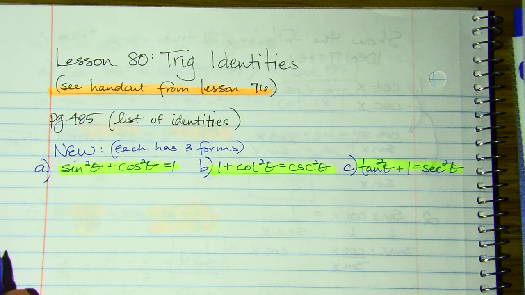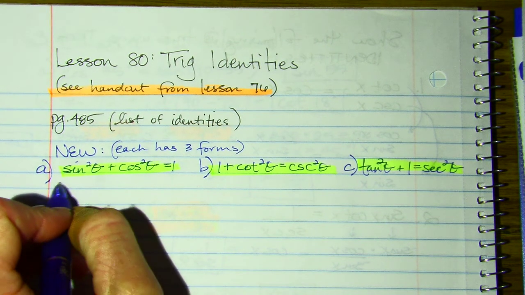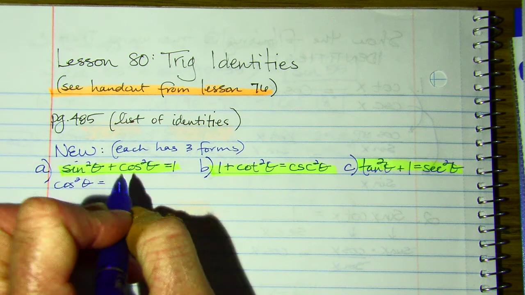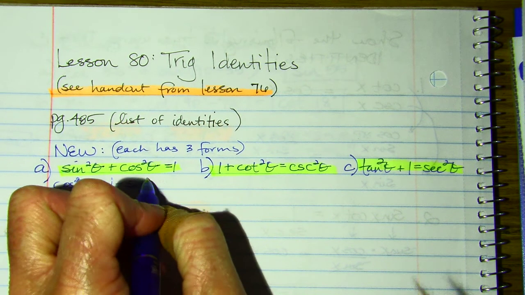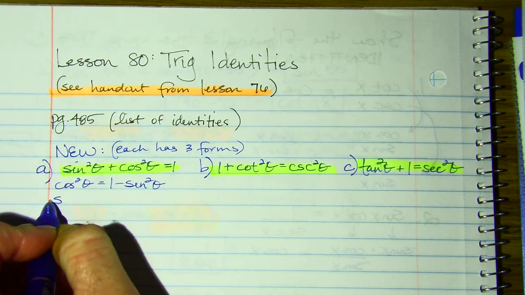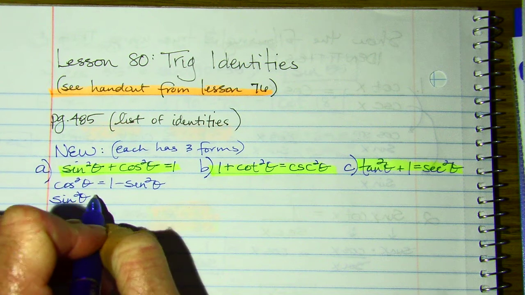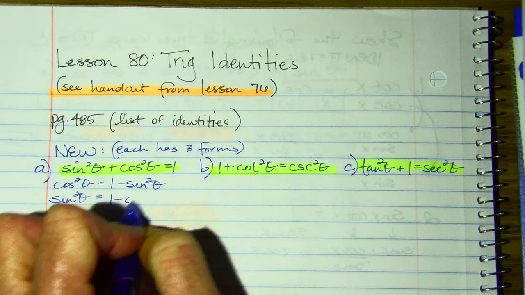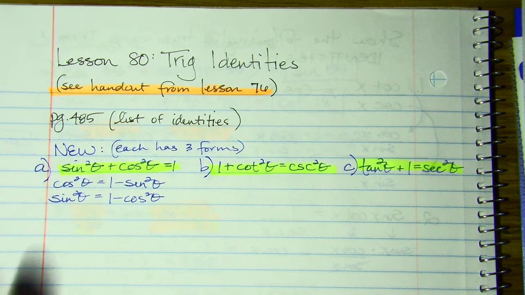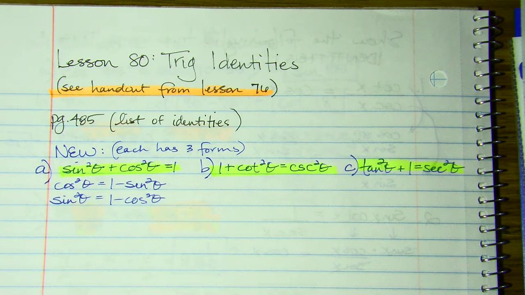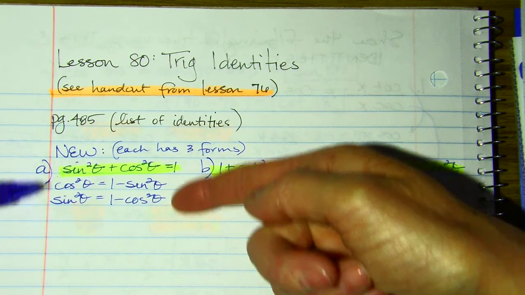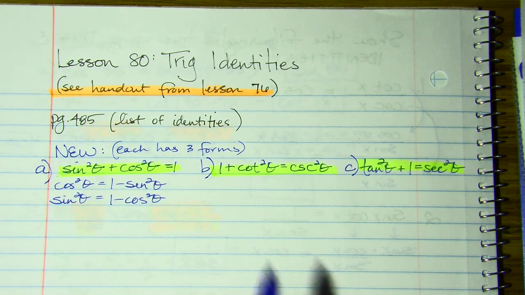So 2 other forms of the first one would be that cosine squared of theta equals 1 minus the sine squared of theta. And the opposite could be said of the sine squared of theta would be 1 minus the cosine squared of theta. You're just moving one of these to the other side. So if you memorize the first one, you should be able to manipulate it into the other 2.